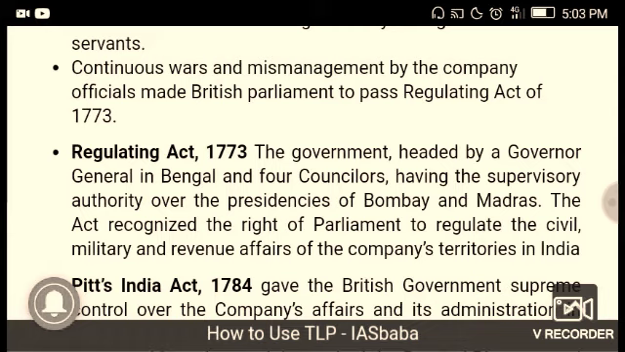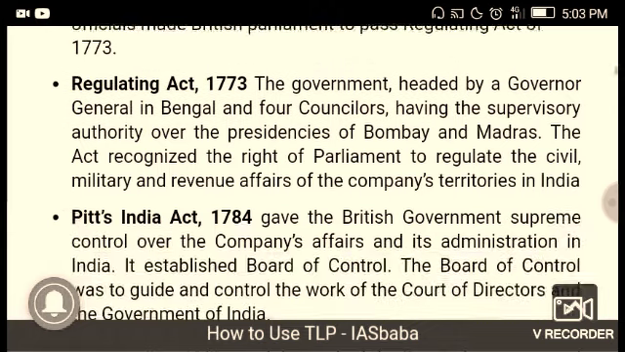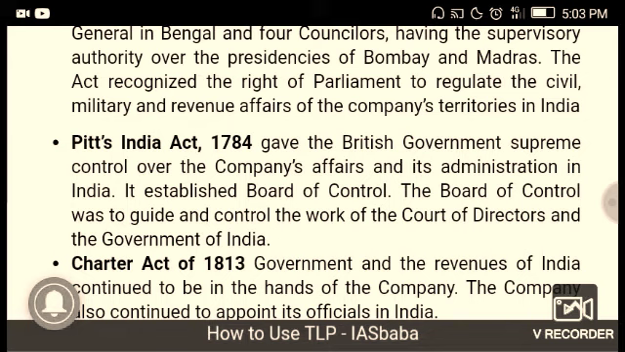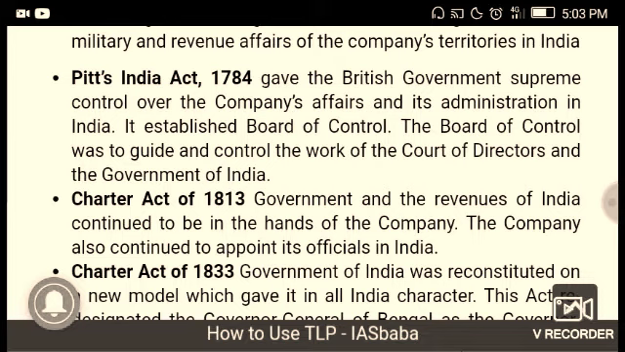The Act recognized the right of Parliament to regulate the civil, military and revenue affairs of the company's territory in India. Pitt's India Act of 1784 gave the British government supreme control over the company's affairs and its administration in India. It established the Board of Control.